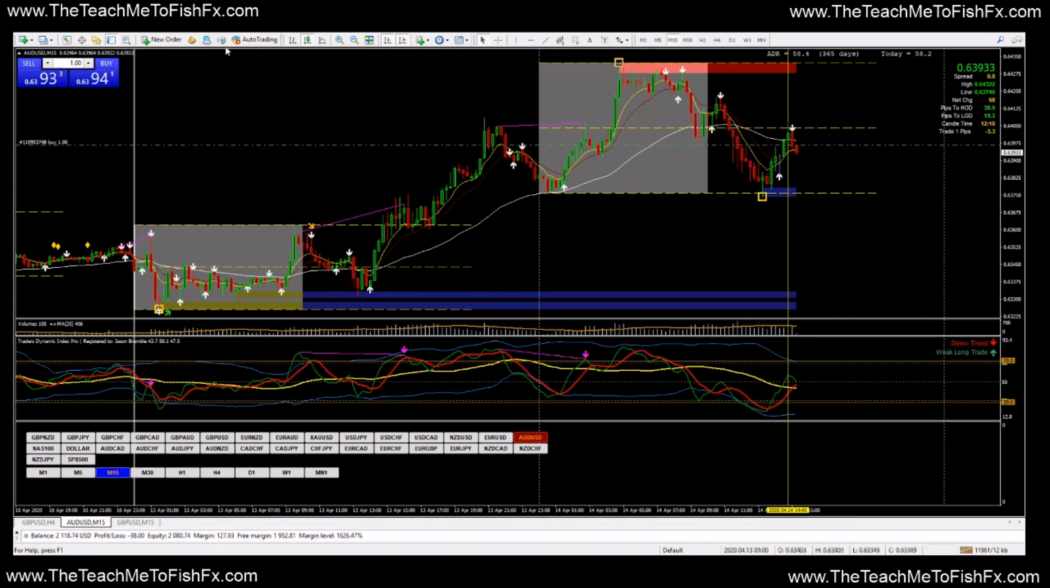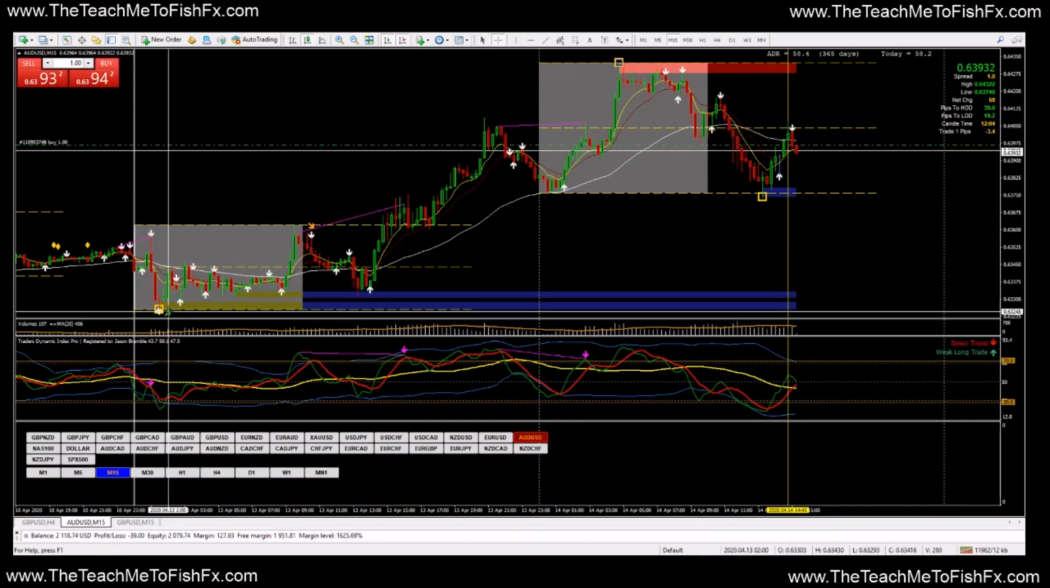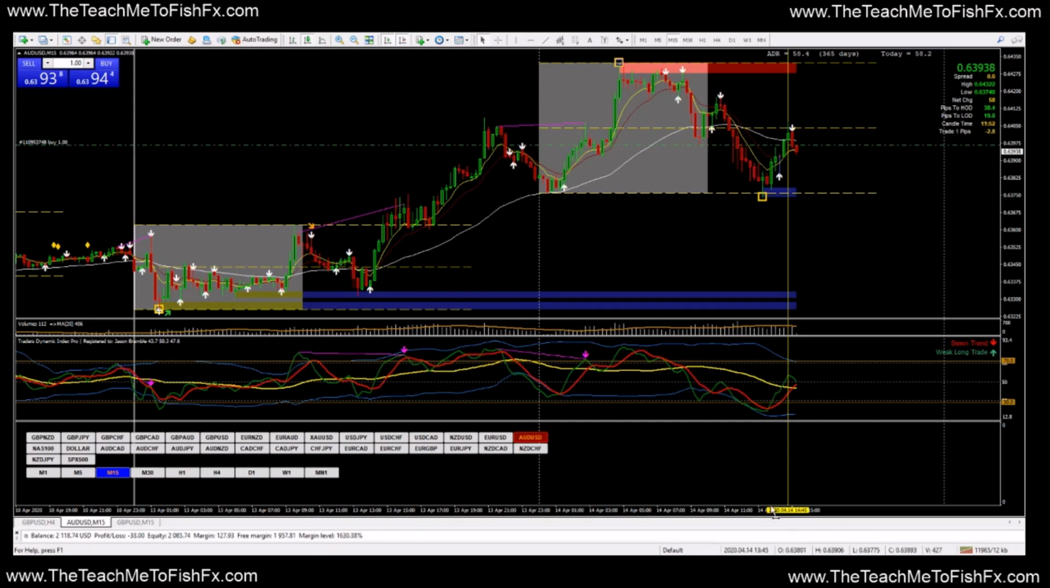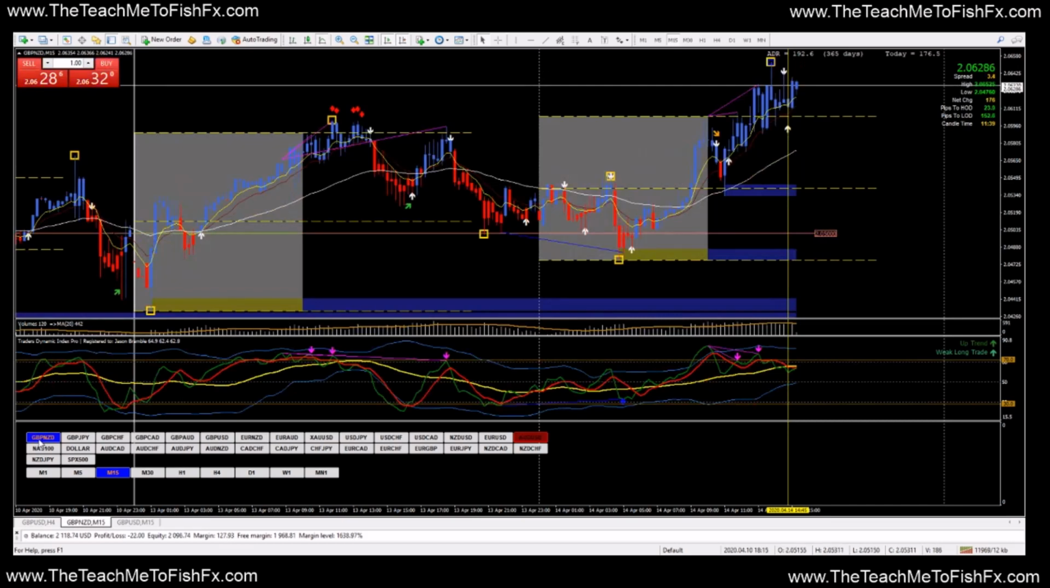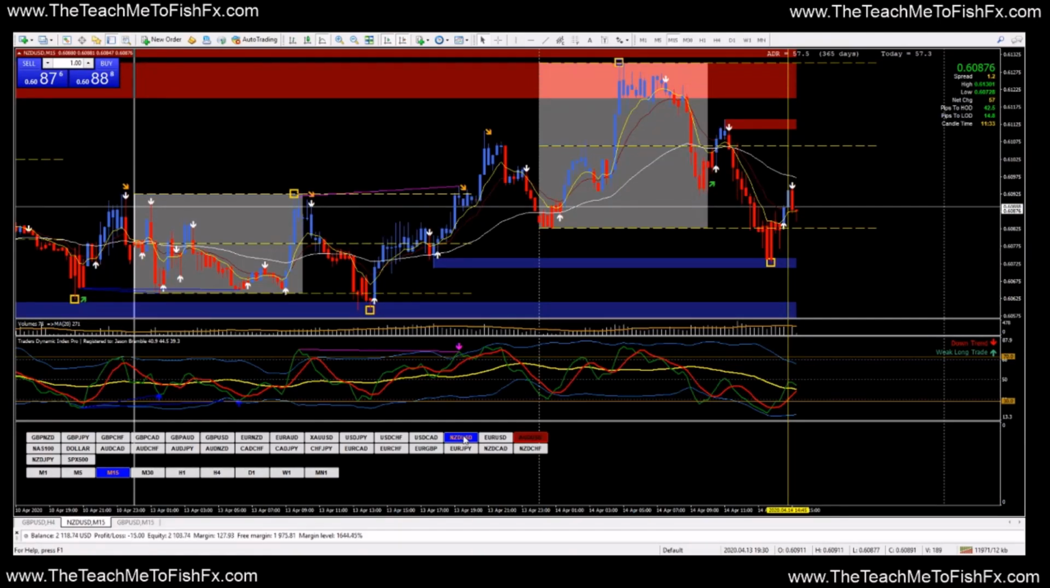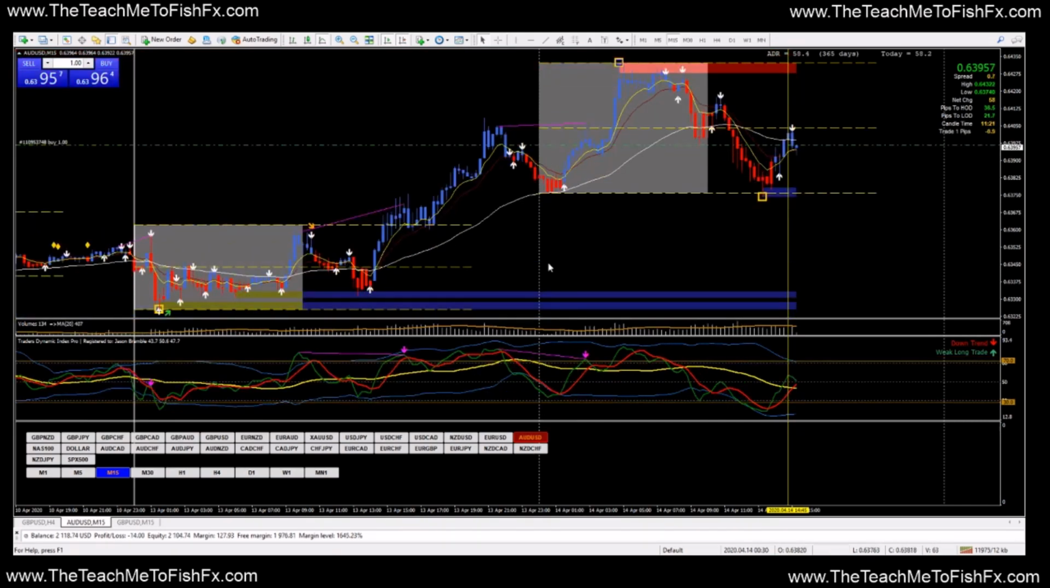What was yesterday's range? Yesterday's range for this pair was... So that's Aussie. I'm still watching GBP and NZD. That's Aussie. This probably has made its move. Yeah, it's pinning. Let me do this for Aussie and take a look.